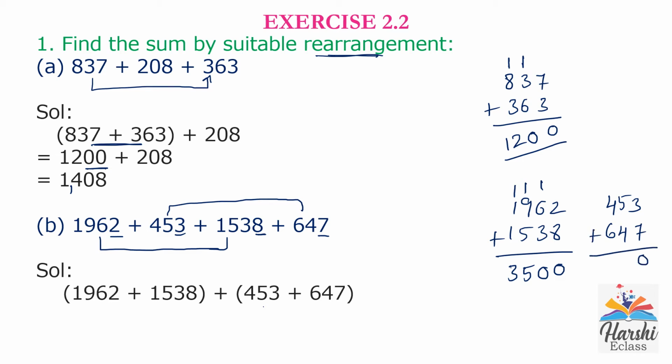7 plus 3, 10. 1 plus 5, 6. 6 plus 4, 10. 1 plus 4, 5. 5 plus 6, 11. 3500 plus 1100. Now add these two numbers. 3500 plus 1100 is equal to 4600.